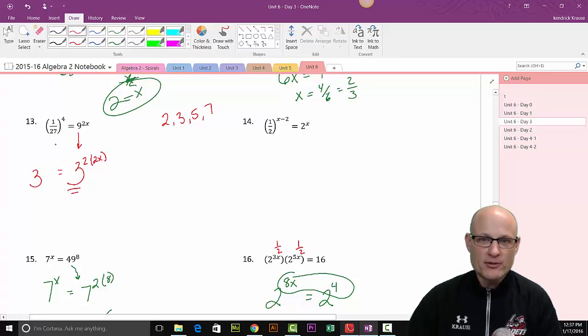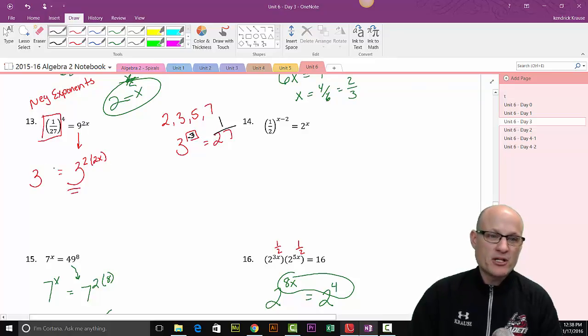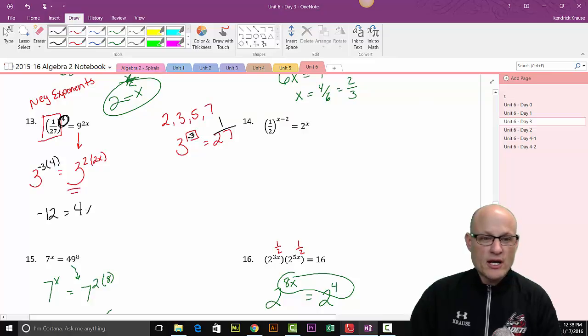And you have to remember that if I have a fraction, that comes from having negative exponents. So think to yourself, 3 to what power would give me 27? And I think you can all come up with 3 cubed. So to get 1 over 27, I just need a negative 3. So this becomes 3 to the negative 3 times 4. So what I have here is negative 12 equals 4x, or x equals negative 3.